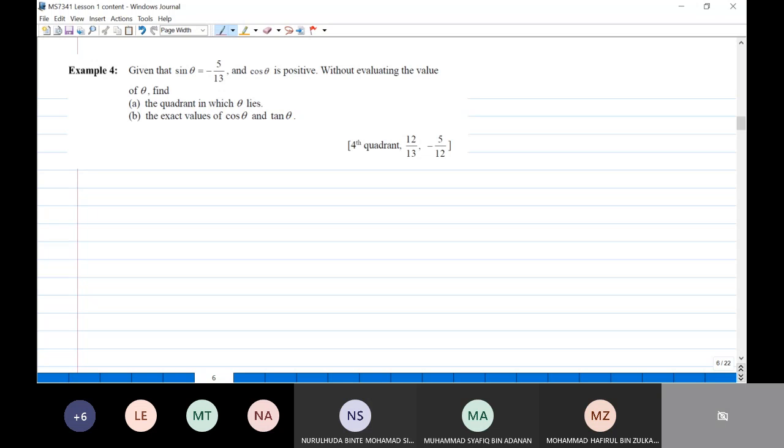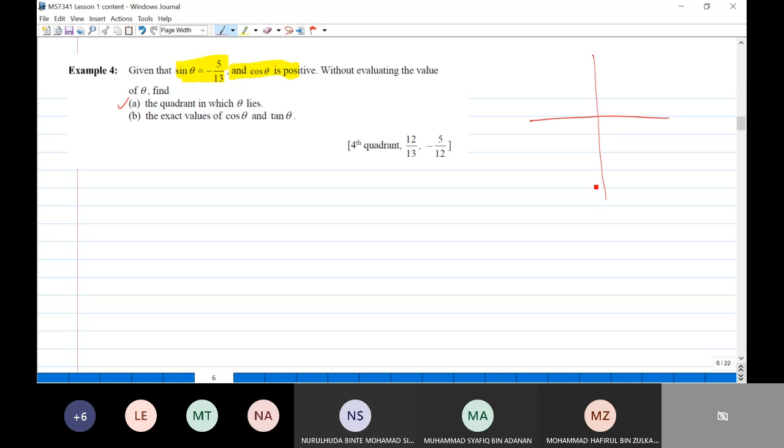So how do you read the question? Let's read the question first. Given that sine theta is minus 5 over 13, and cosine theta is positive, without finding the angle theta, find which quadrant the angle is in, first part. Remember the angle can be in the first, second, third, or fourth quadrant. So let's look at where the angle is now.